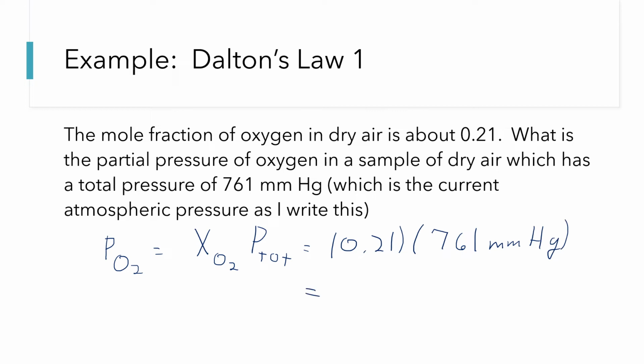I've got 0.21 times 761, and that's giving me a numerical value of 159.81. So since our mole fraction only has 2 sig figs, I should probably round that to 160 millimeters of mercury.